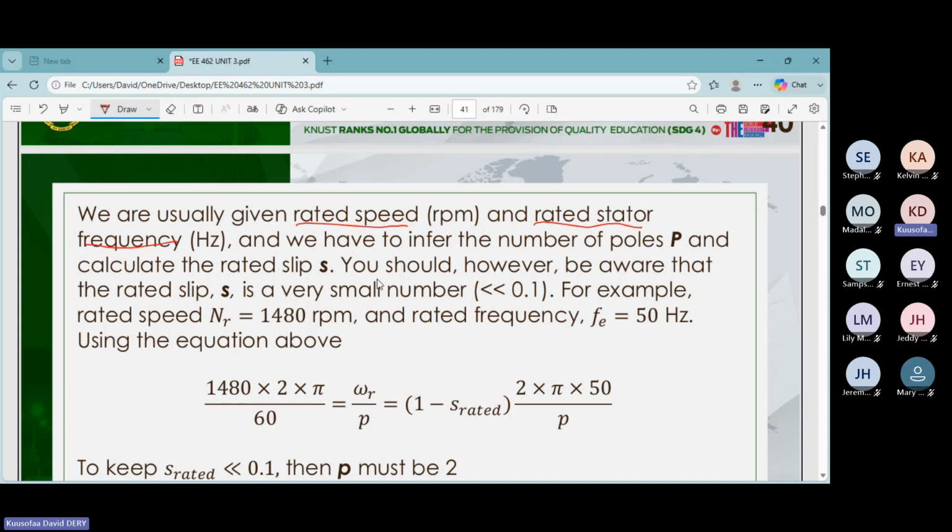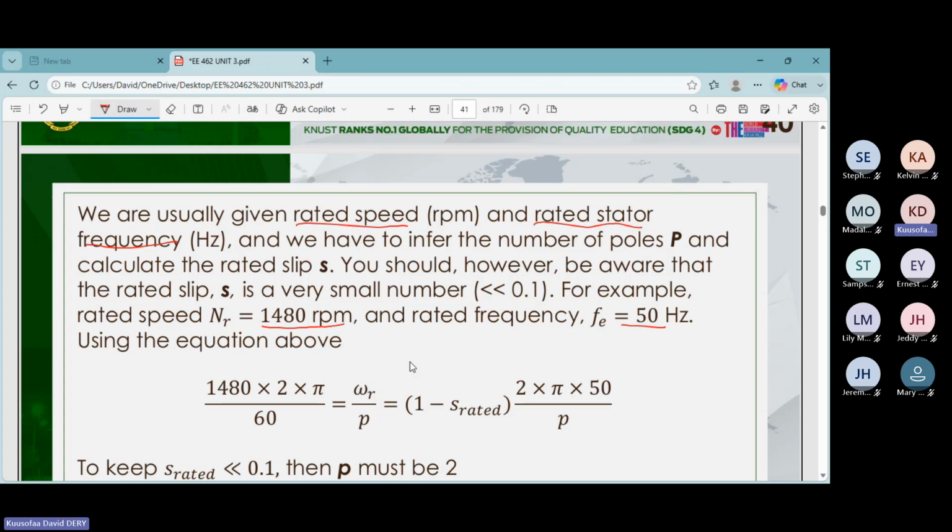So we take an example. You should, however, be aware that the rated slip is very small. The typical value is less than 0.1, right? Typically, it's less than 0.1. So for example, if you're given this as the rotor speed and this as the frequency, how can we infer the number of poles and use it to get the slip?